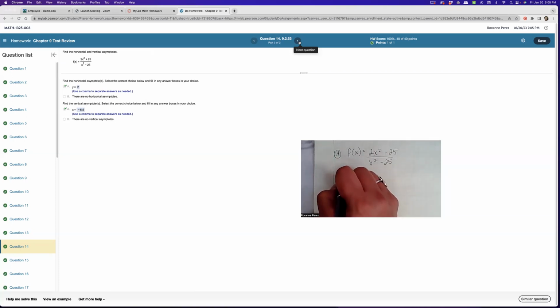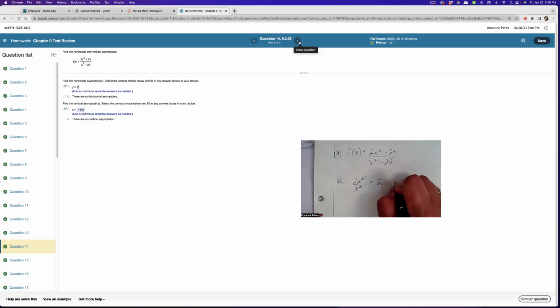So for part A, our leading term in the numerator is 2x squared. Our leading term in the denominator is x squared. The exponents on both of these variables are the same, so we're just going to cross those out. All we're left with is 2, and that is the value of our horizontal asymptote, y equals 2.